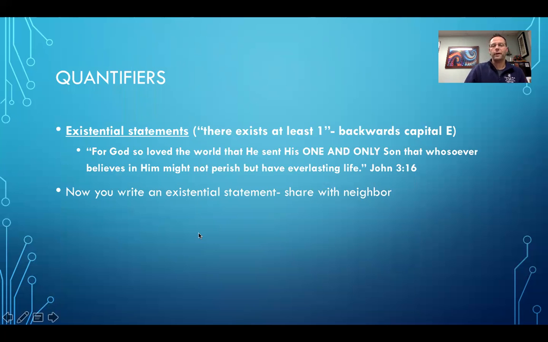Other things, quantifiers, existential statements. And you'll see on the next slide that we have some symbols for these things. So there exists is this backwards capital E. And it just means you can find at least one. There is something in existence. For God so loved the world that he sent his one and only Son, that whoever believes in him might not perish, but have everlasting life. So the one and only, there exists one and only one.